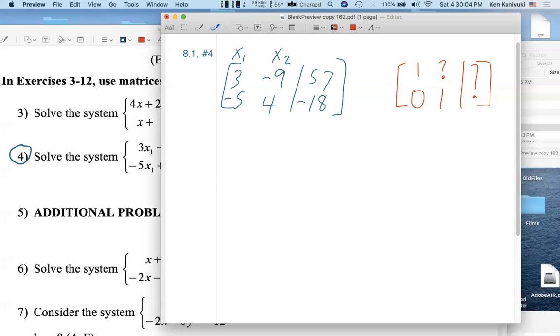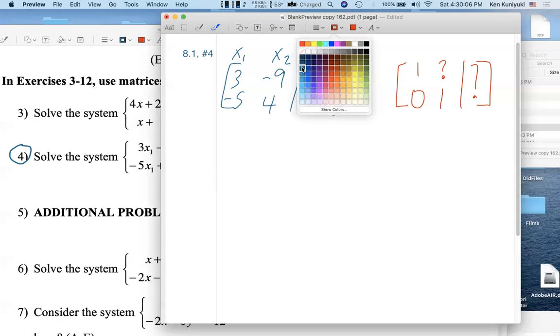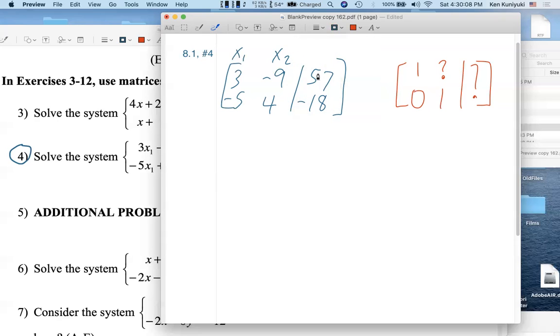Okay, so I'm going to start. I'm not going to get too cutesy with the description of the steps. We're going to take this row, divide by 3. To be honest, I don't have to get fancier than that. Are you able to just divide any row or multiply any row by anything?